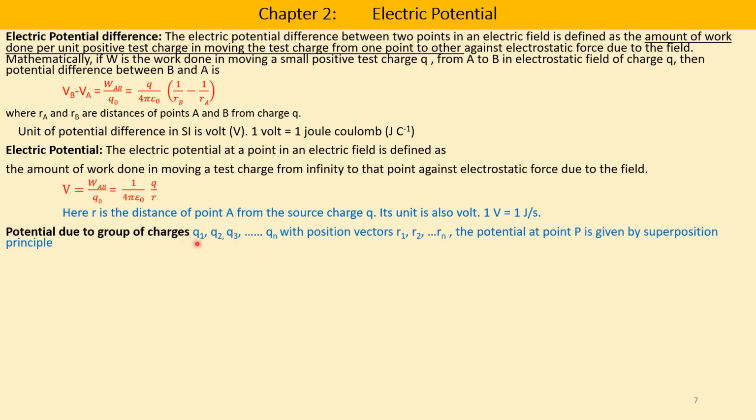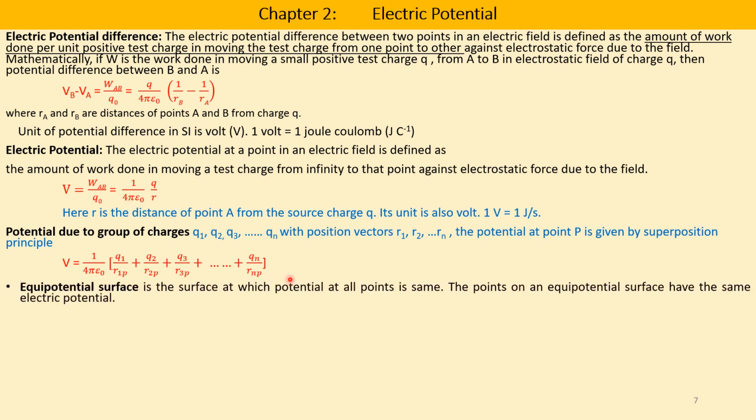Potential due to a group of charges. If there are a number of charges like Q1, Q2, Q3, up to Qn, whose distances are R1, R2, Rn from the test charge, then by the superposition principle, V is equal to 1 over 4 pi epsilon naught into Q1 over R1p plus Q2 divided by R2p, etc., up to Qn divided by Rnp, where R1p, R2p, etc. are the position vectors.